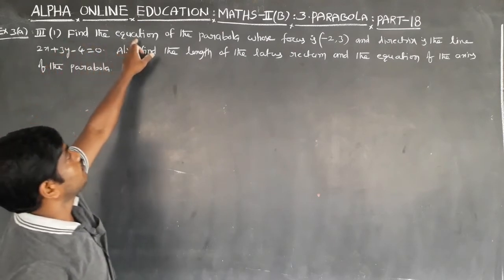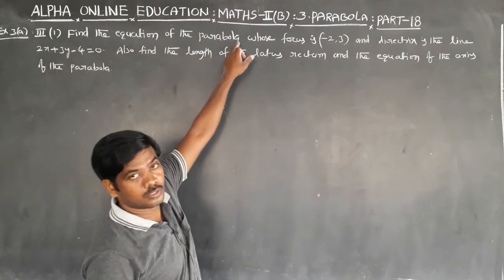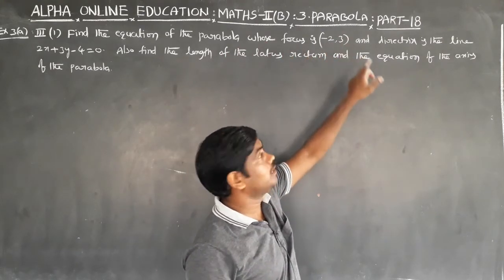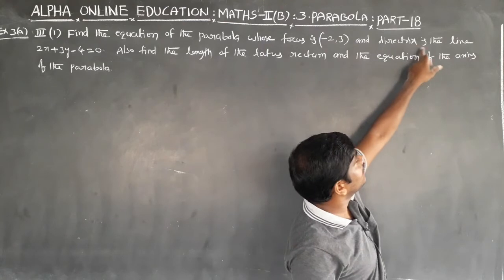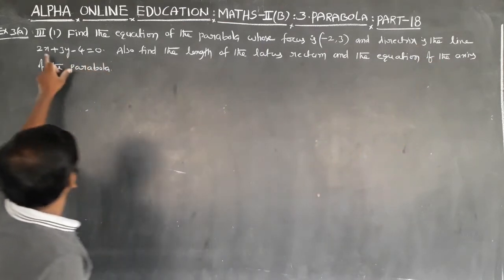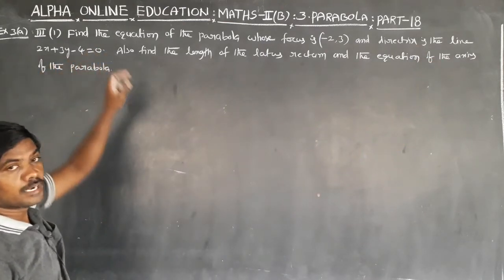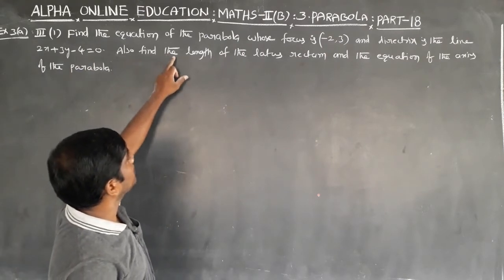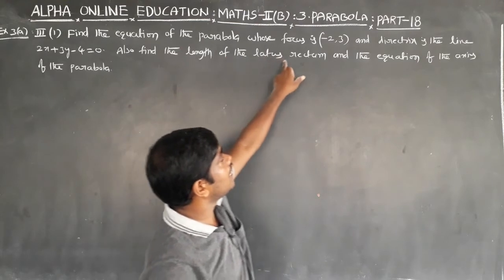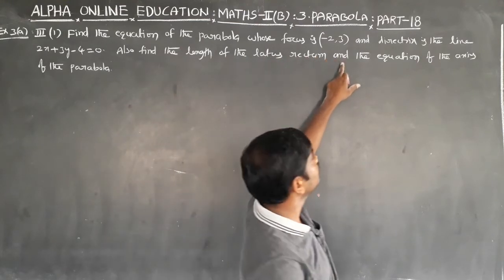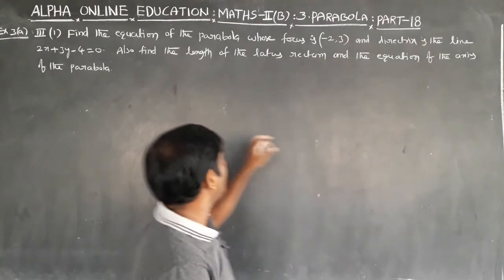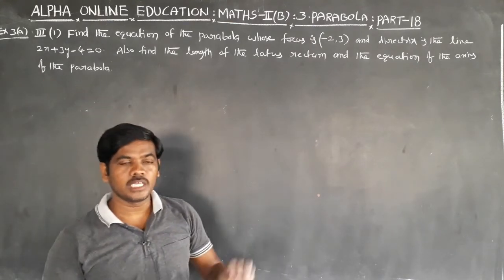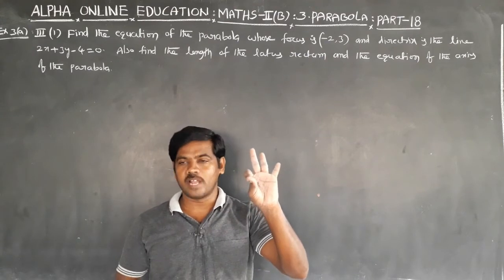Find the equation of the parabola whose focus is (-2, 3) and the directrix is the line 2x + 3y - 4 = 0. Also find the length of the latus rectum and the equation of the axis of the parabola. Here totally we find three values.